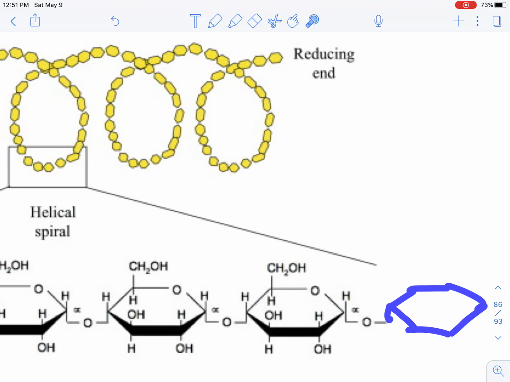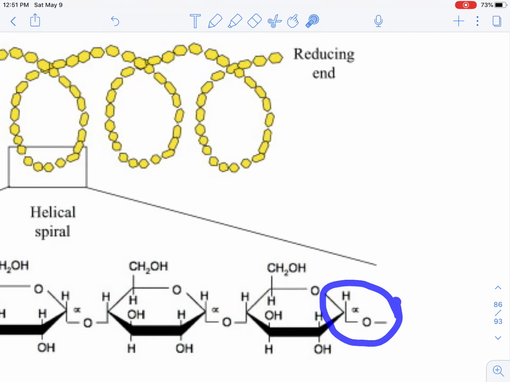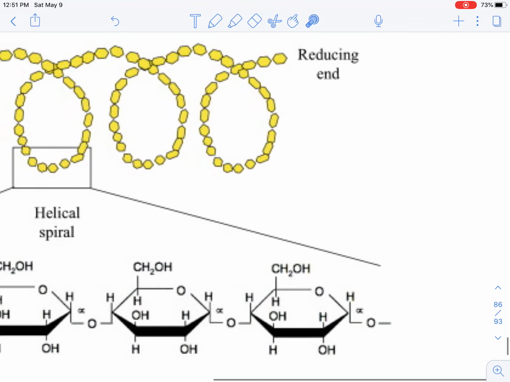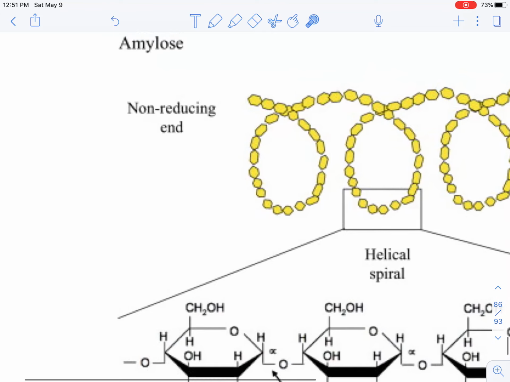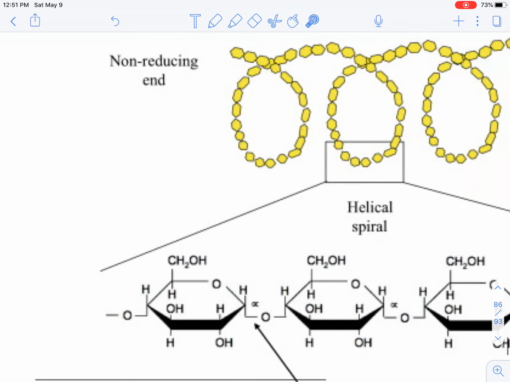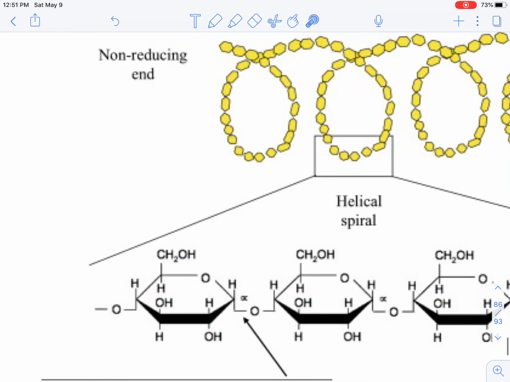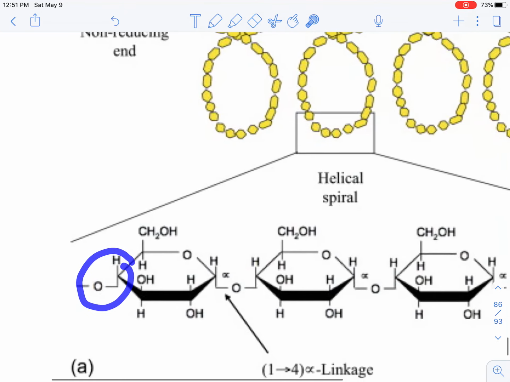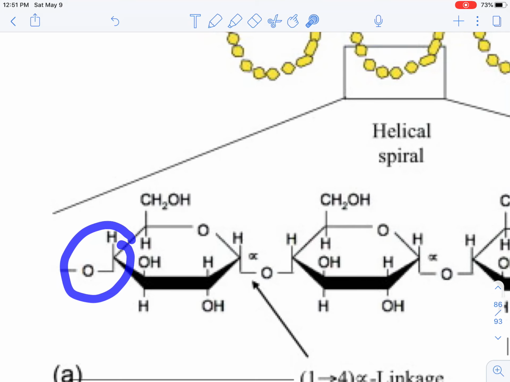So I'm just roughly drawing a glucose molecule here. Since our anomeric carbon is found on the right side, we're going to say that this is the reducing end of this amylose polysaccharide. Now, if you look at the left end, this is the non-reducing end. What that implies is that the anomeric carbon is not found on the left end.